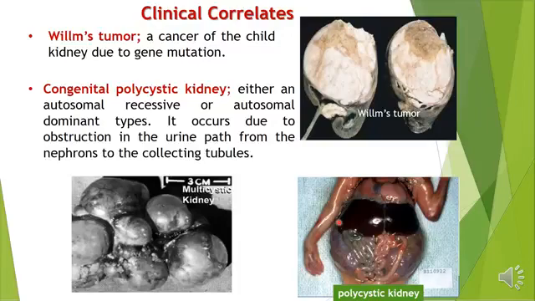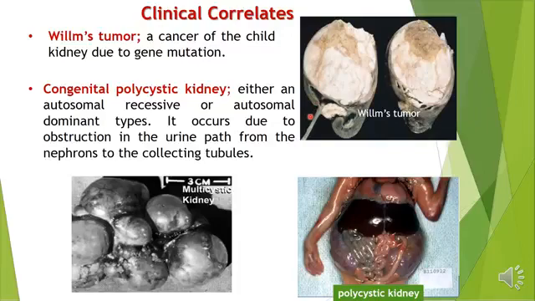The clinical correlates. First, Wilms tumor, a cancer of the child's kidney due to gene mutations. Wilms tumors are caused by gene mutations. Second, congenital polycystic kidney.